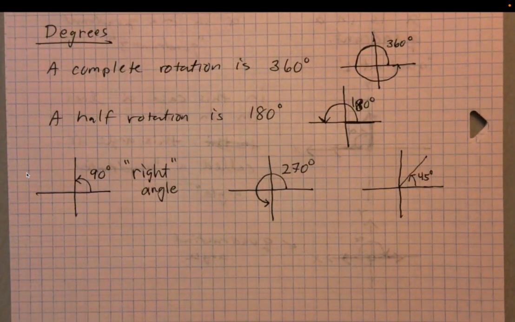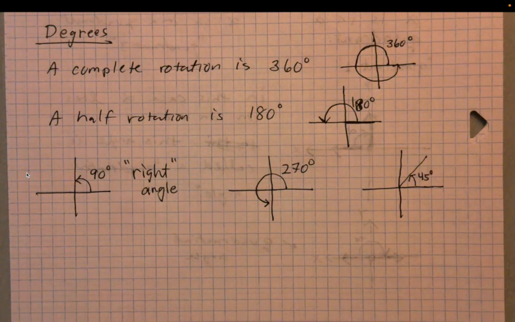Most people will probably have heard of this. Maybe they don't have all the details with regard to degrees, but they'll have heard of a 90-degree angle, or maybe they'll know that if a complete rotation is 360 degrees, a half rotation is 180. They might know these things already. This is not uncommon knowledge here.